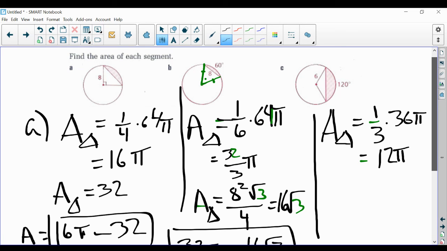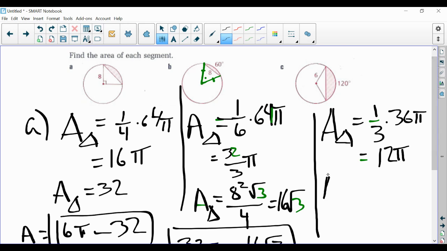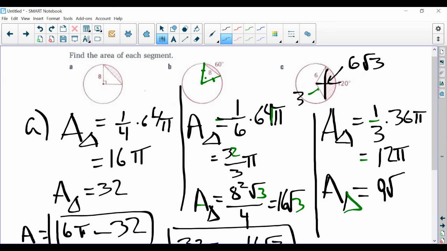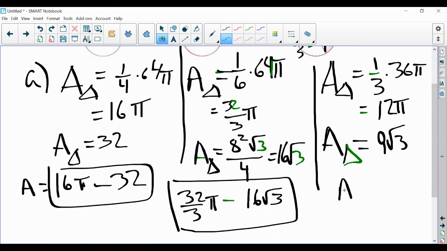And the area of the triangle. Well, let's see. It's an isosceles triangle. The base here is going to be 6 root 3, and the height there is going to be 3. So the area is going to be 9 root 3, because it's half of 3 times 6 root 3. So that means that I get a final area of 12 pi minus 9 root 3.